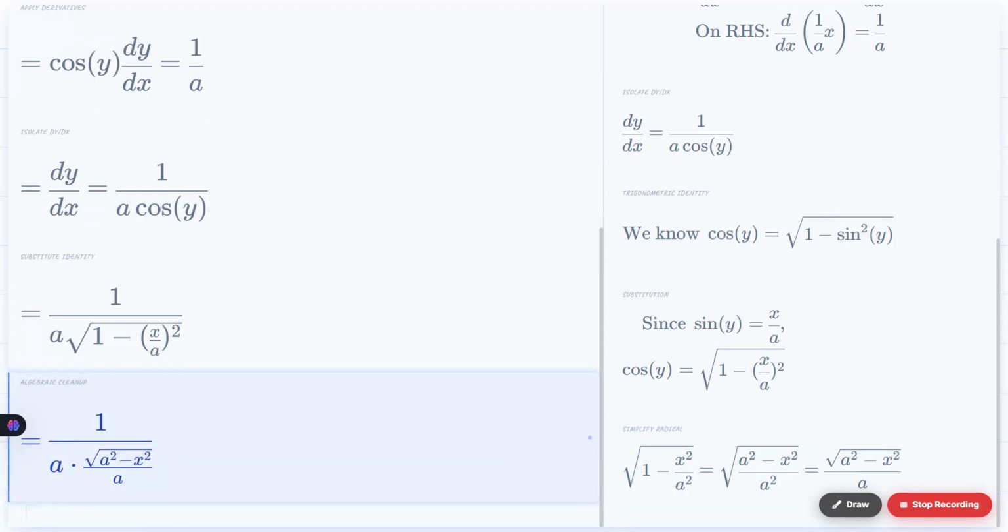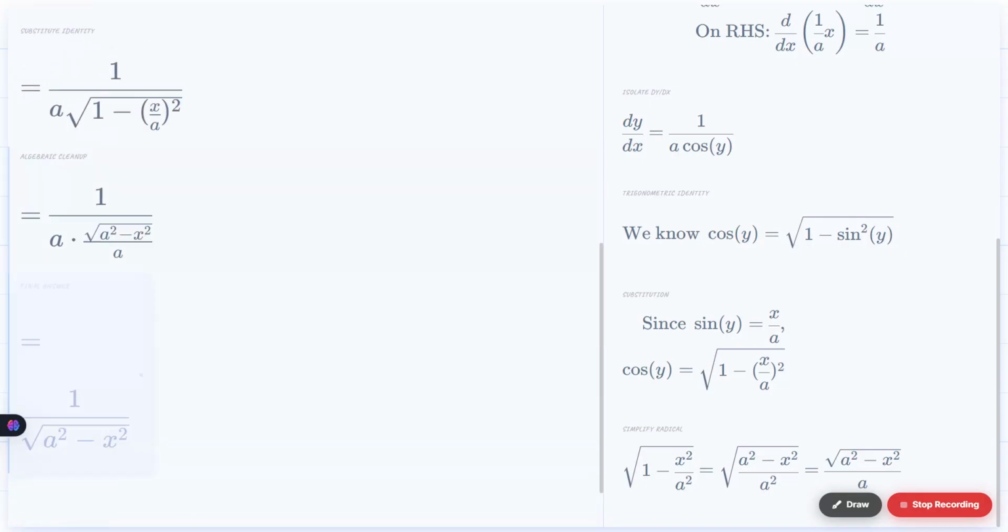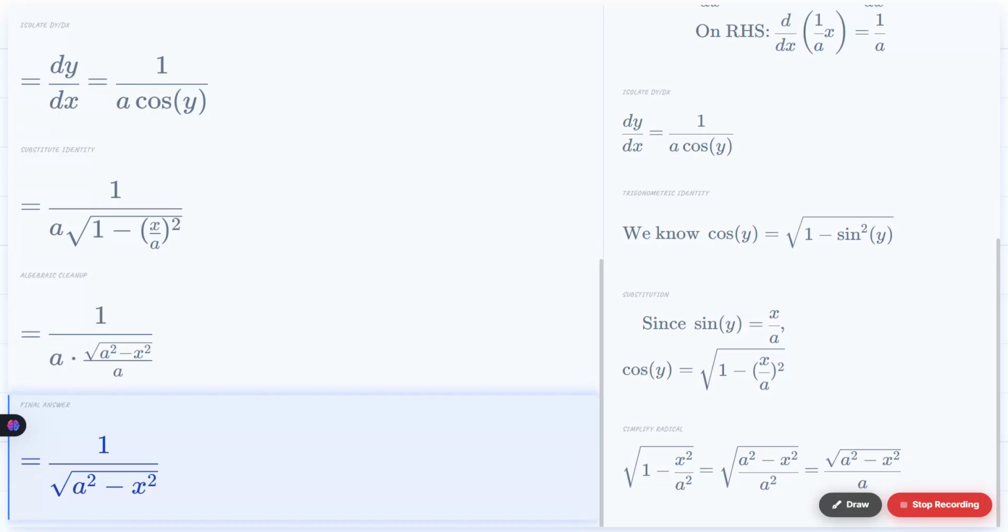We write the expression as 1 divided by a times the square root of a squared minus x squared divided by a. We do this to clean up the fraction. This is how we simplify a square root of a fraction. We get the final answer of 1 divided by the square root of a squared minus x squared. We do this to finish the problem. The a in the bottom cancels out with the other a.